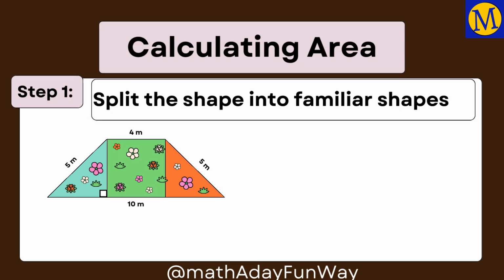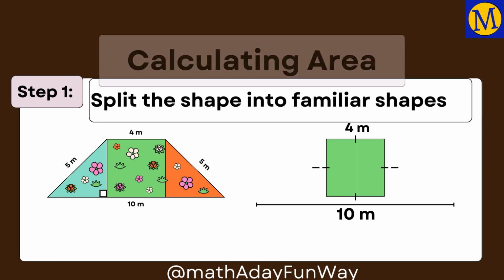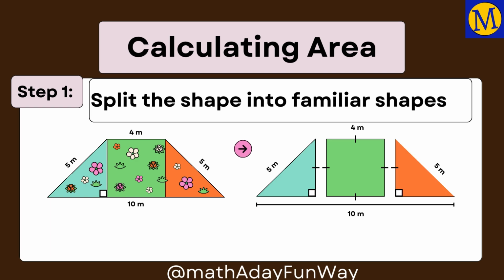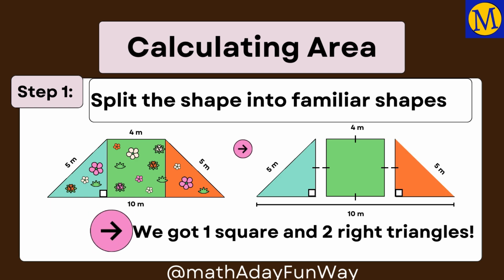For calculating area, we split this shape into smaller familiar shapes. First, a square with each side of 4 centimeters, with one right triangle on its left, and another on the right.